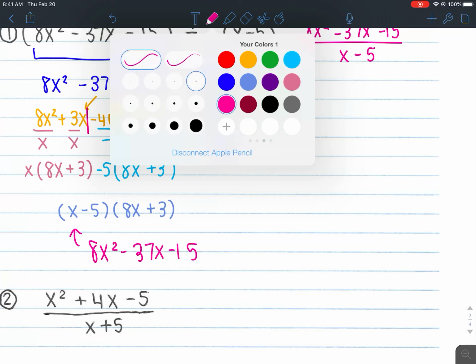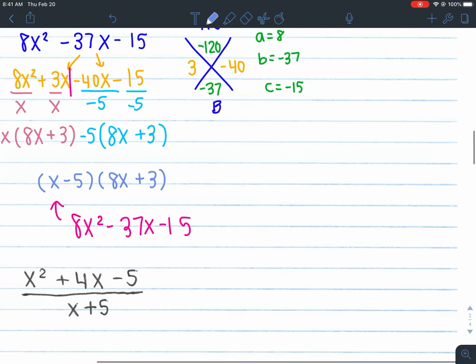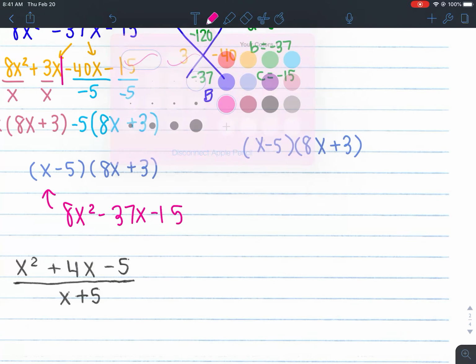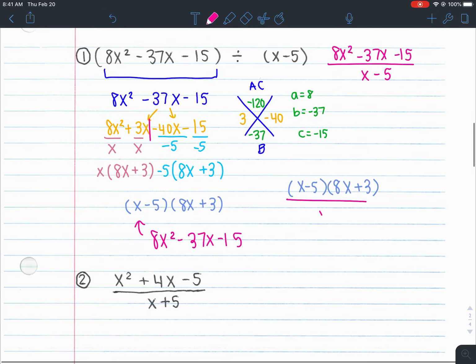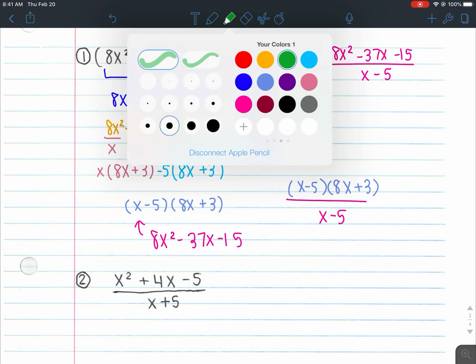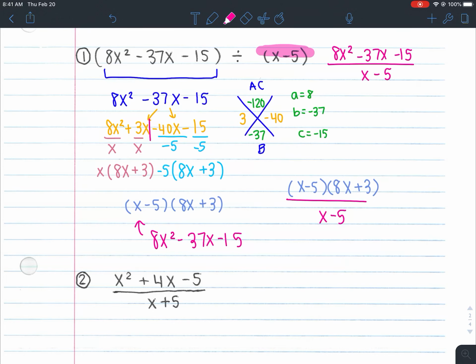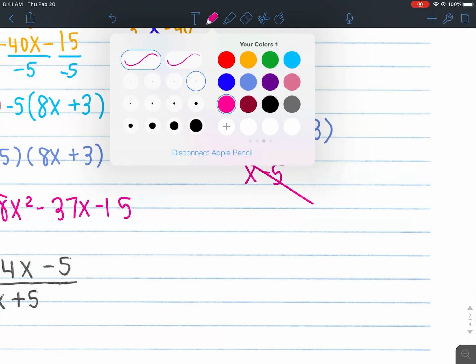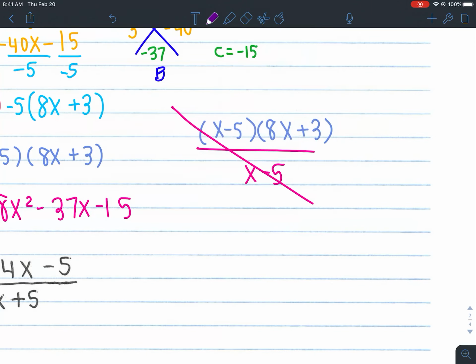So now we're going to do our division. We have x minus 5 and 8x plus 3, all divided by what we had originally, which was x minus 5. Okay? We're dividing it out. So we're trying to get rid of the common factor. So what's the factor that they have in common? The x minus 5, which means our answer for this problem is 8x plus 3.